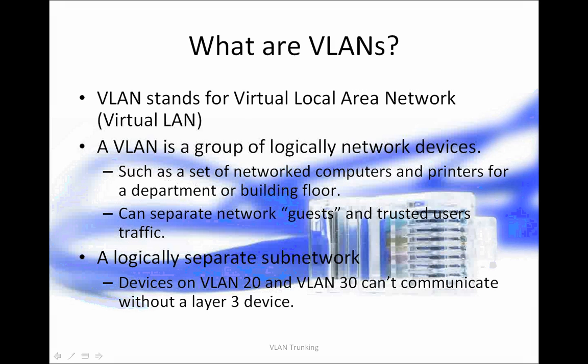So if you missed the video on VLANs, here's what a VLAN is. VLAN stands for Virtual Local Area Network, or a virtual LAN. A VLAN is a group of logically connected or logically networked devices, such as a set of networked computers and printers for a department or a building floor. VLANs can also separate network guests and trusted user traffic into separate VLANs and keep things safe. A VLAN is also a logically separate subnetwork. Devices on VLAN 20, for example, and VLAN 30 can't communicate between each other without a Layer 3 device such as a router.